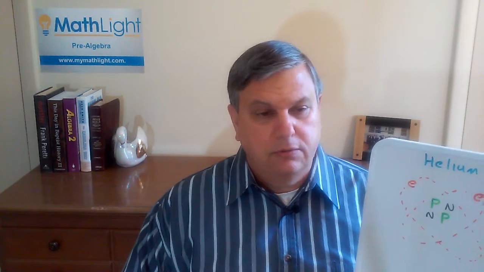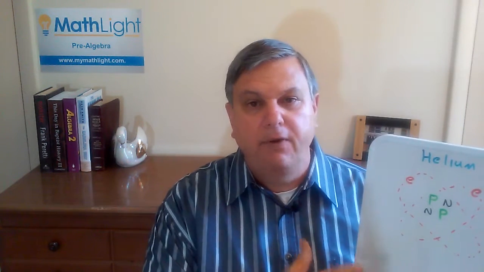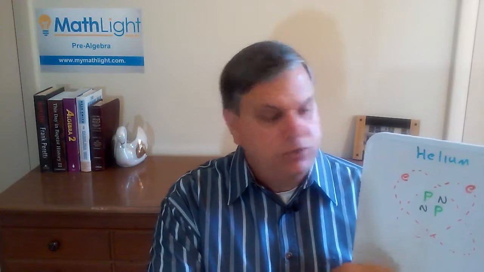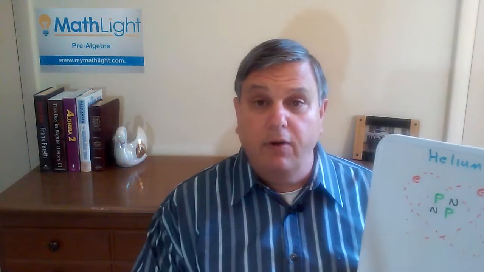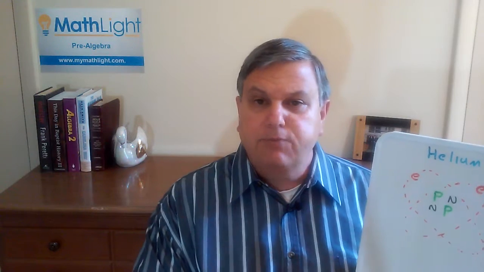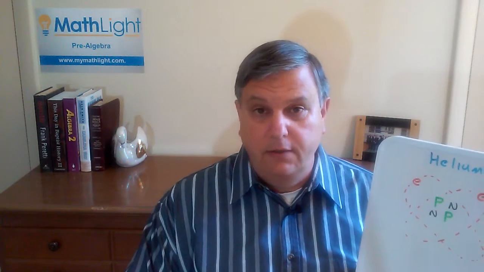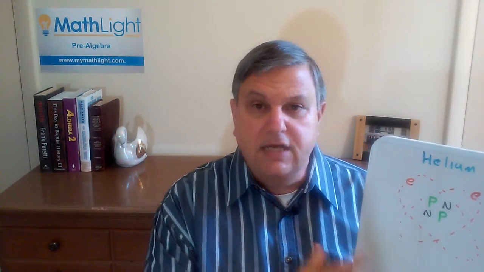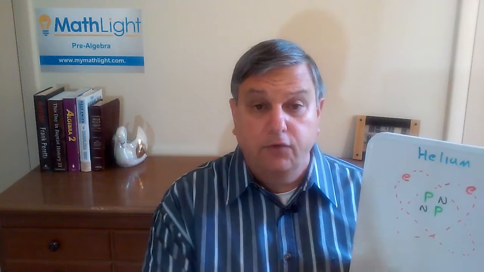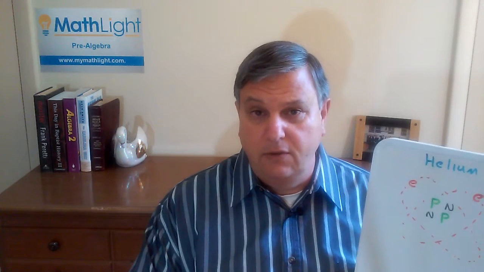What makes it neutral? Well, if we look at the makeup of this atom, there are two protons in the nucleus, and that's the center part of the atom. Each proton has a charge of +1. So we have two protons, each with a charge of +1, for a total charge of +2.